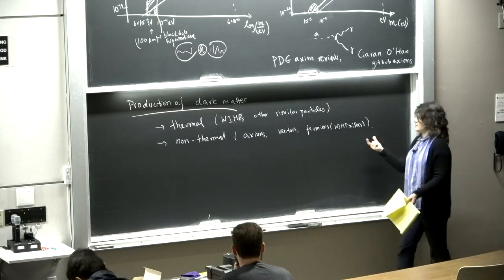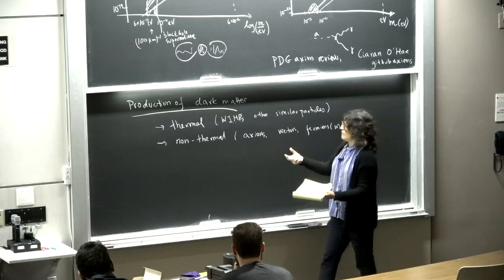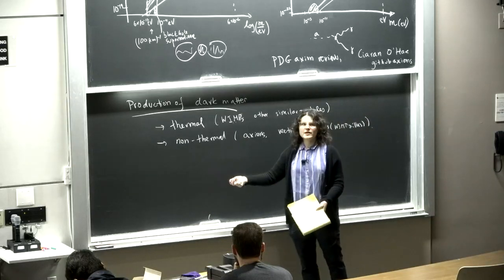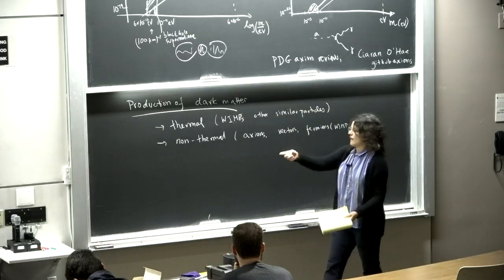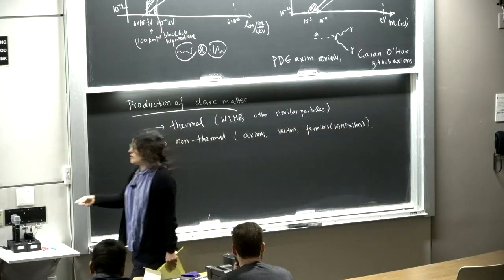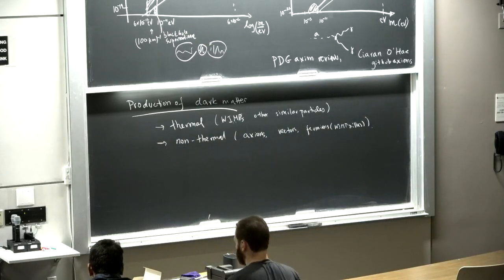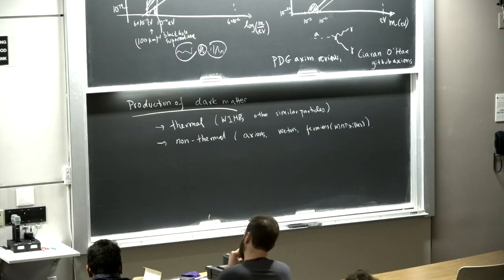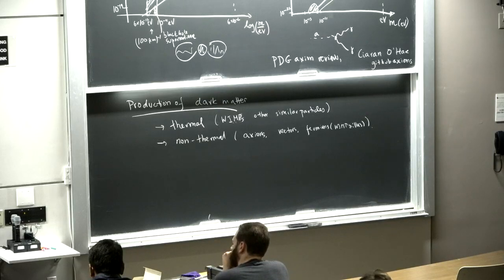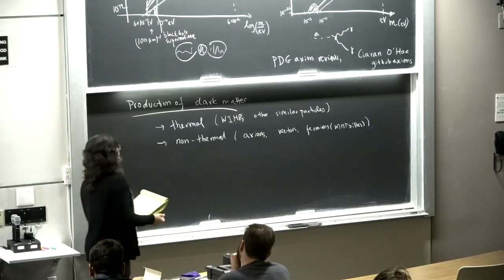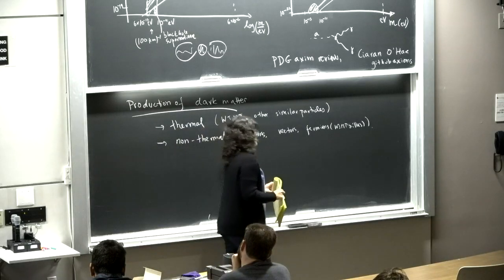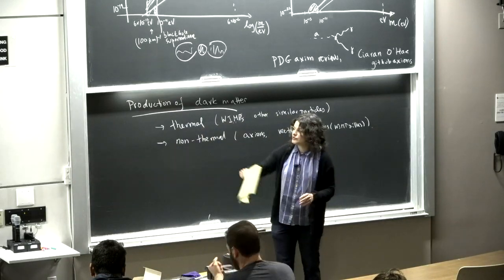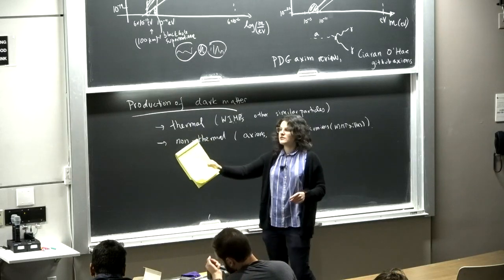Of course, this assumes that there's a constraint on the couplings of the axion. So for example, if f_a was low enough, so that the interactions between the axion and the standard model were strong enough, the axions would be produced. Those are all higher dimension operators.